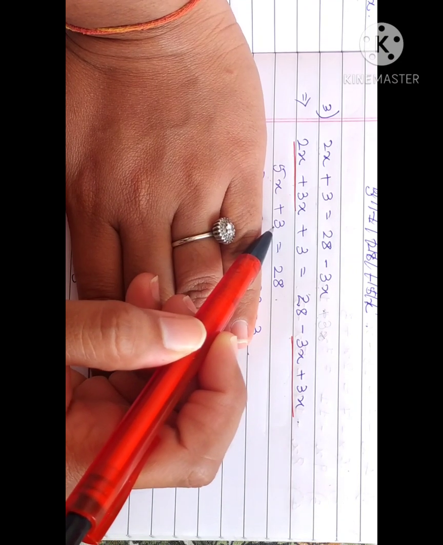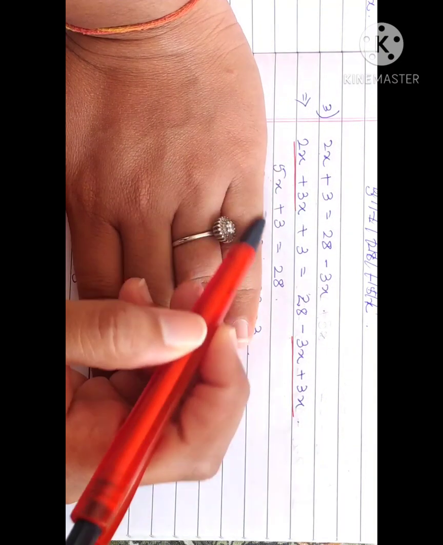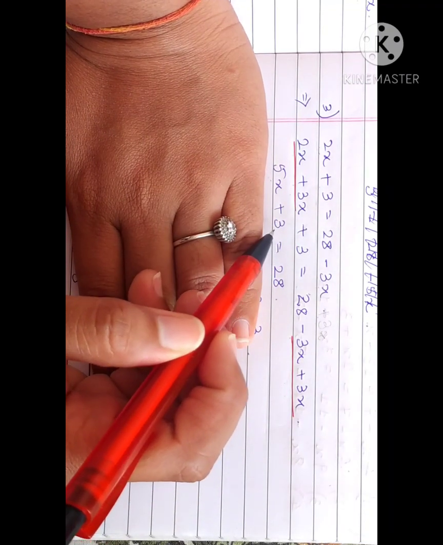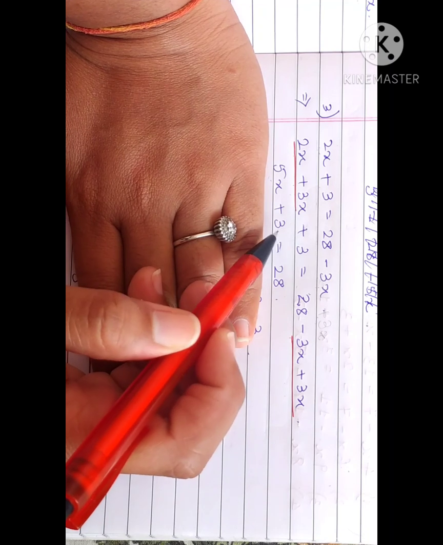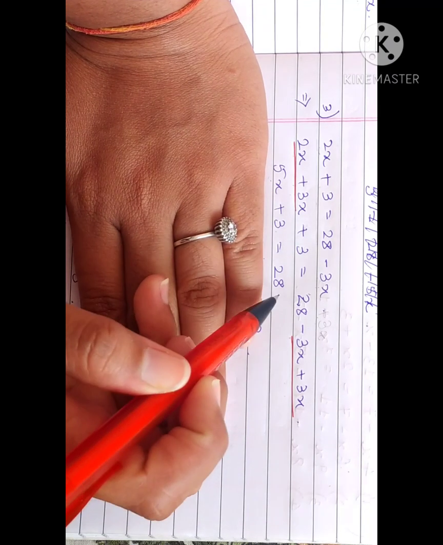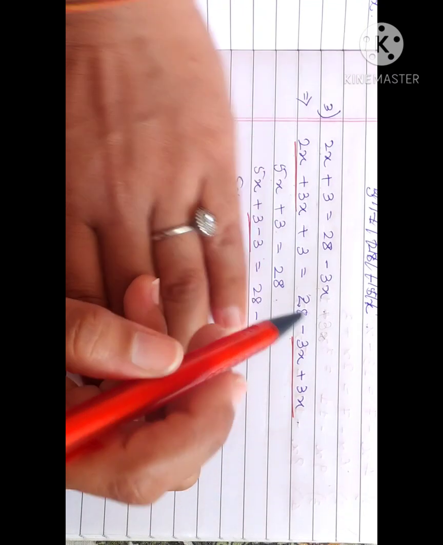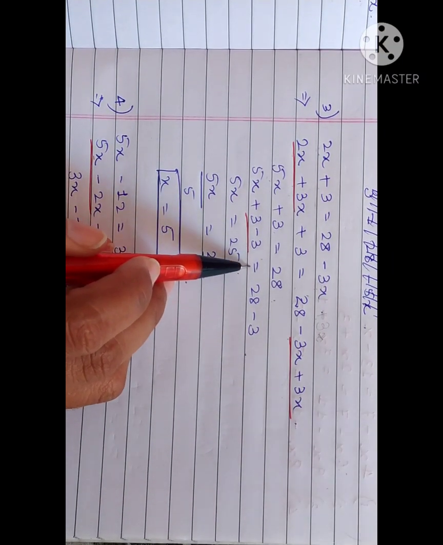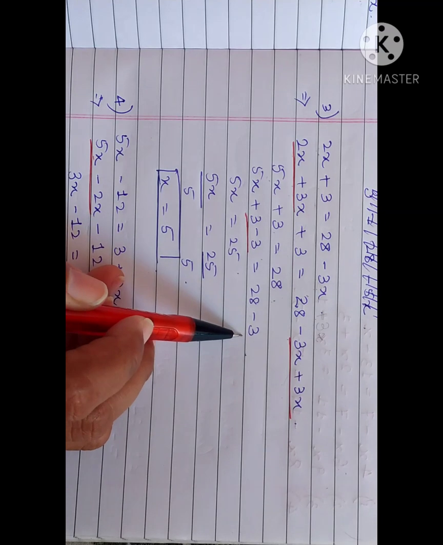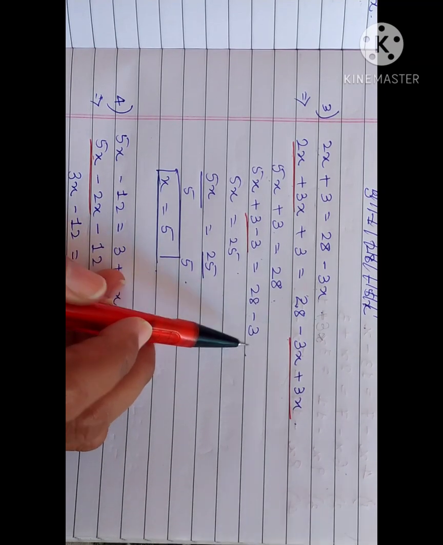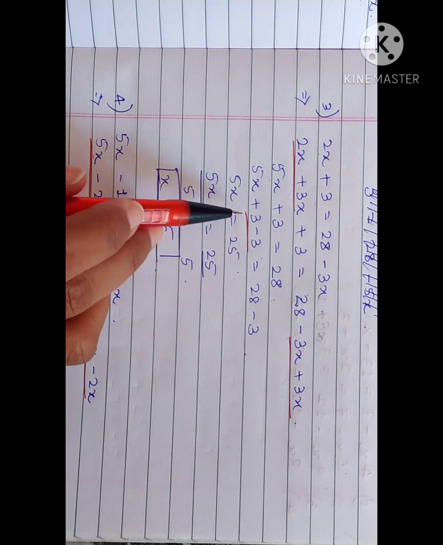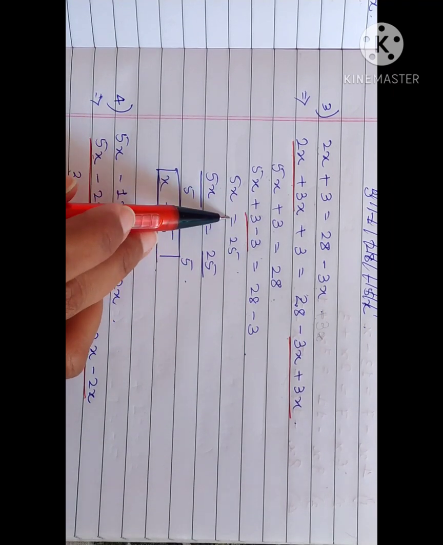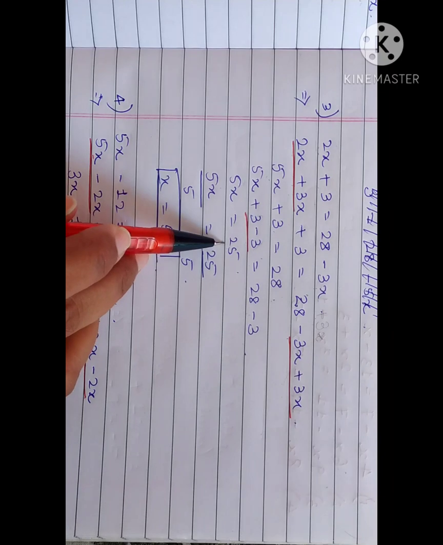So if we minus 3 from this part, it will become 3 minus 3, which is equal to 0. So we subtract 3 from here. So if we are subtracting 3 from this side, we will subtract 3 from this side also. So this becomes 5x plus 3 minus 3 is equal to 28 minus 3. Subtract 3 from here also. So this is 5x plus 3 minus 3 is equal to 0. So this is eliminated, is equal to 28 minus 3 is equal to 25.